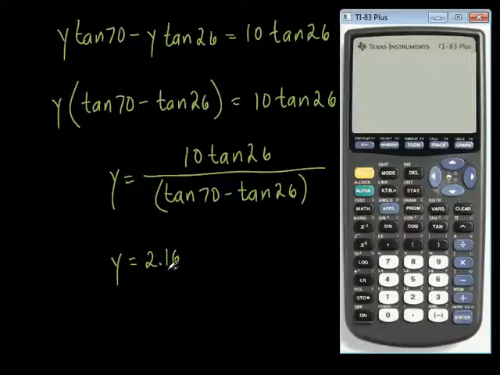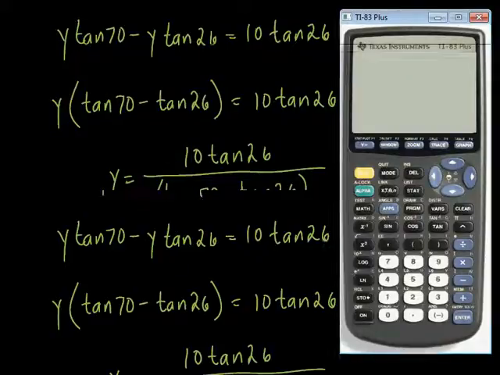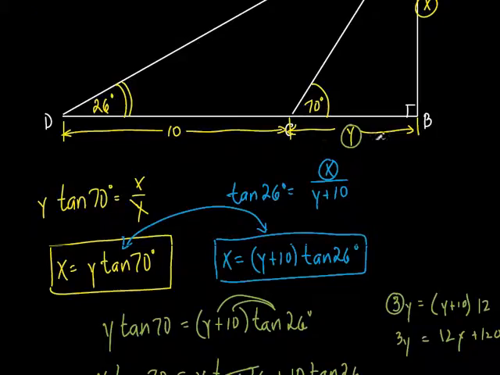So we'll just keep that 2.16. So let's go back up to here. And what was y? 2.16.